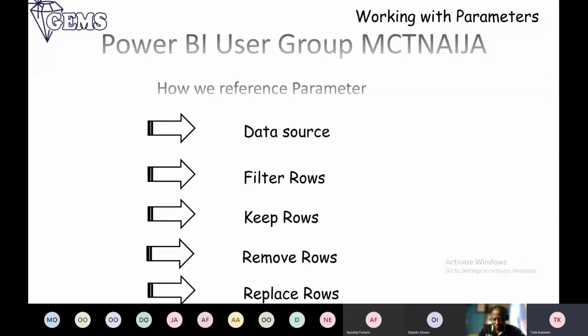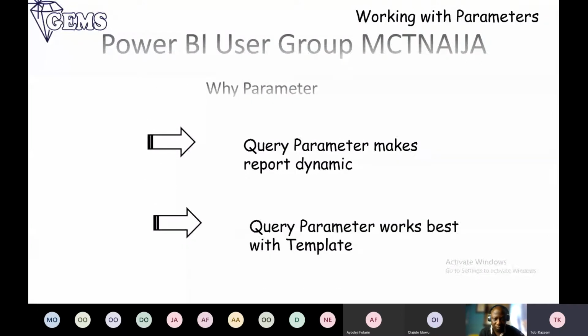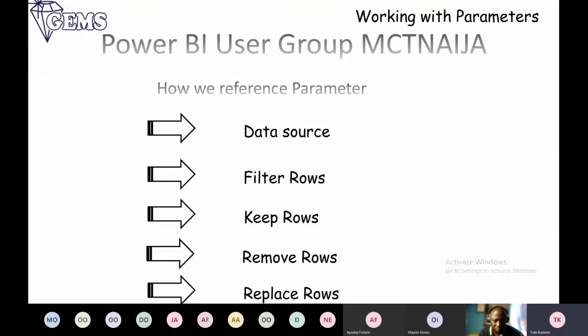And as you said earlier, how we reference parameter is data sourcing, filter rows, keep rows, remove rows, replace rows. And a very new one from the February edition, incremental refresh: you cannot do without parameter when you are implementing incremental refresh. So parameter is so nice that if you are taking your project to deployment and you didn't state a parameter for your data source, I bet you will likely have problems at the stage of deployment.